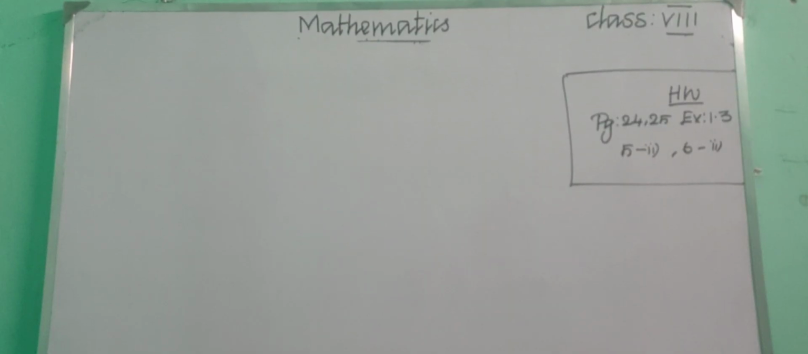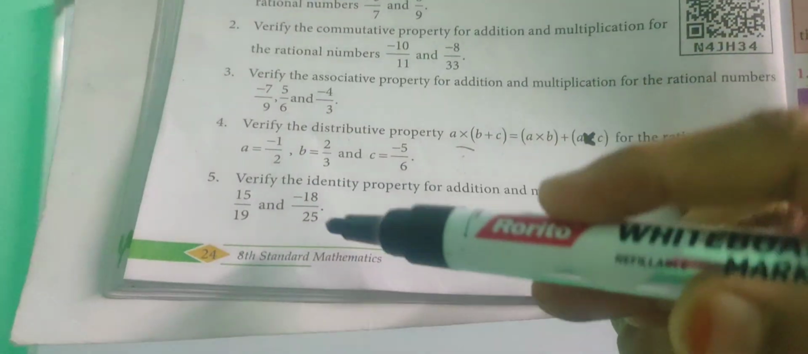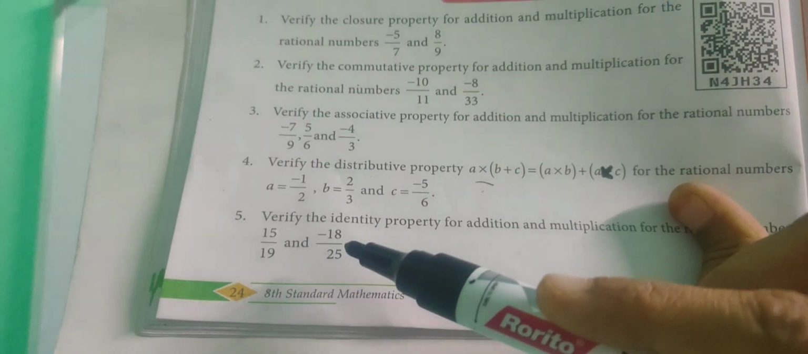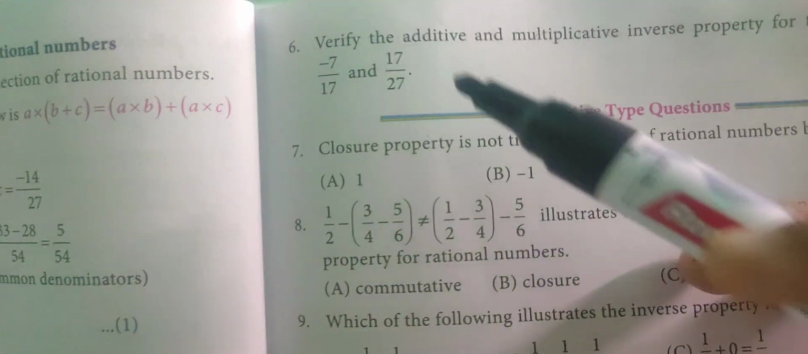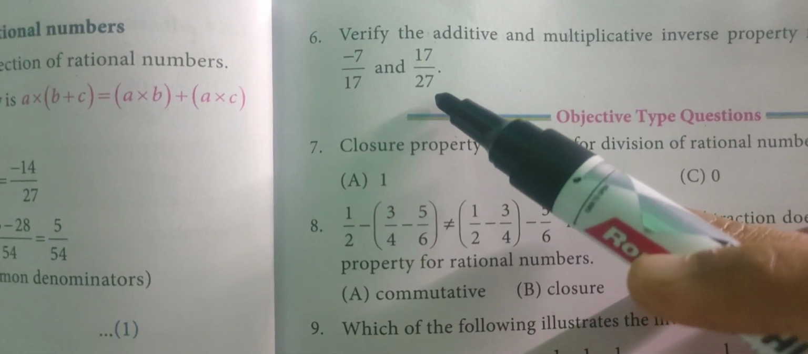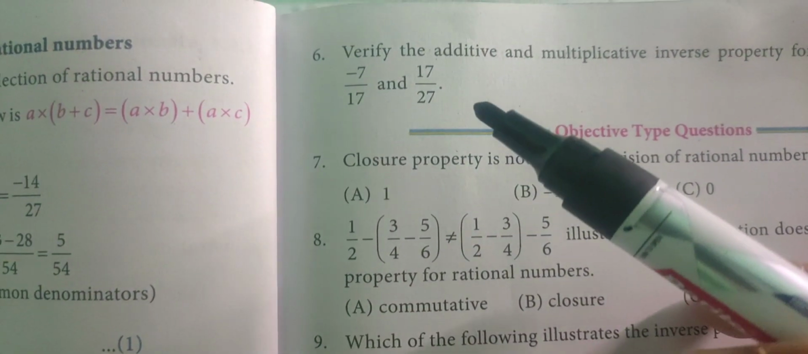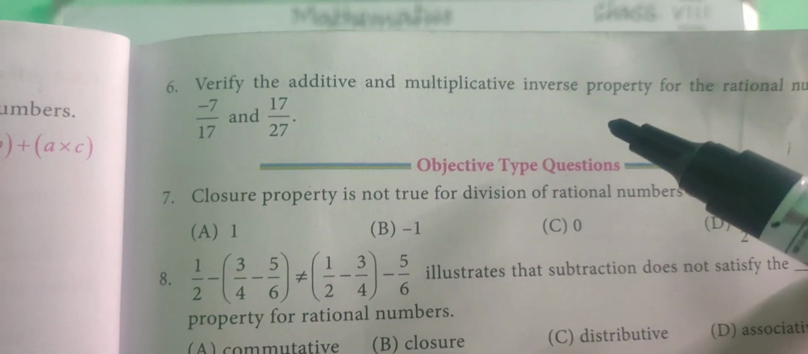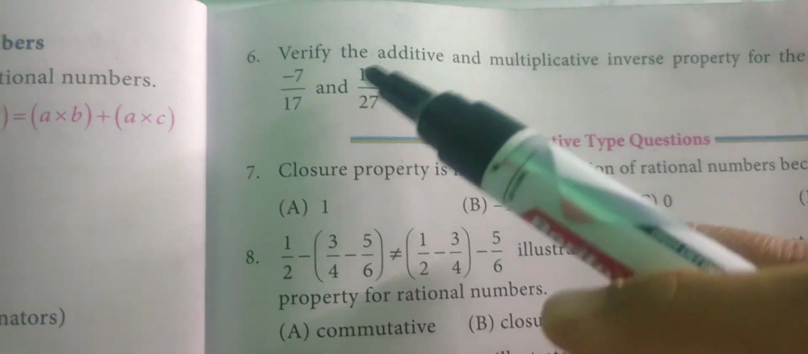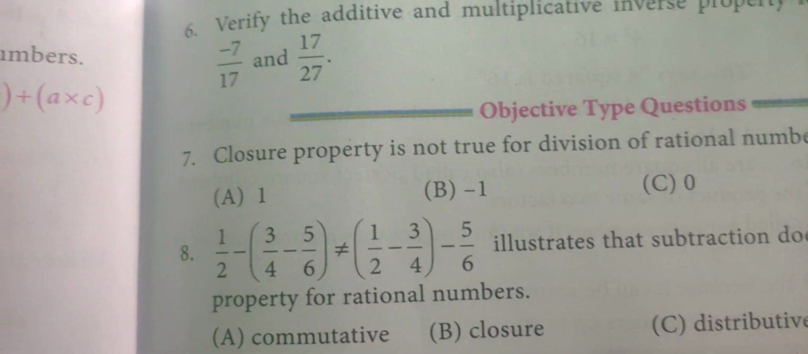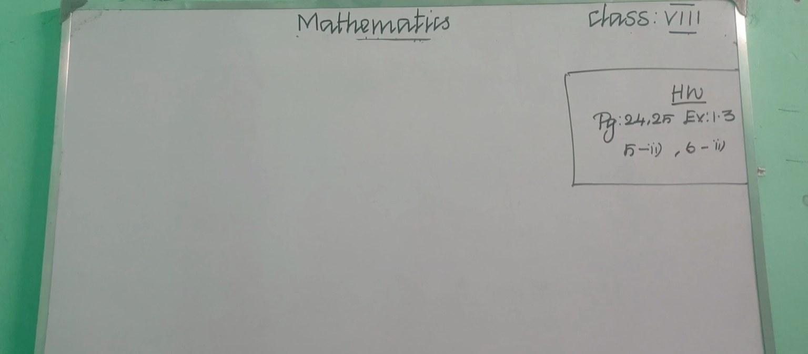Okay, children, that's all about today's class. So your today's homework is from page number 24 and 25. That is exercise 1.3 in 5th, second one and 6th, second one. Okay, children, see the sum in the book. So see in the 5th sum, second one, minus 18 upon 25, and also in 6th sum, 17 upon 27, okay, children. So you are going to find the identity property and inverse property, okay, children. So do your homework properly, okay, children. Thank you.